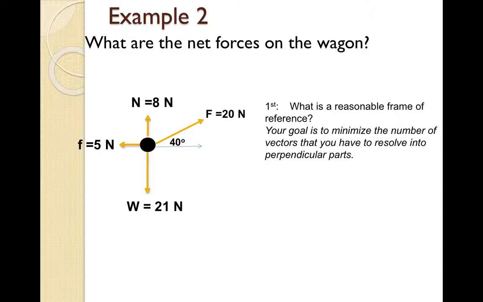So the first thing we need to do is figure out what's a reasonable frame of reference. And remember that your goal is to minimize the number of vectors that you have to resolve into perpendicular parts. So if we do an x and y frame of reference here, then the only vector that's not along the x and y path is this one right here. So this is a reasonable reference frame with up being positive and right being positive. And then that means that this is the only one that's a problem. This is the only one we have to resolve. So let's go ahead and figure out how to do that.